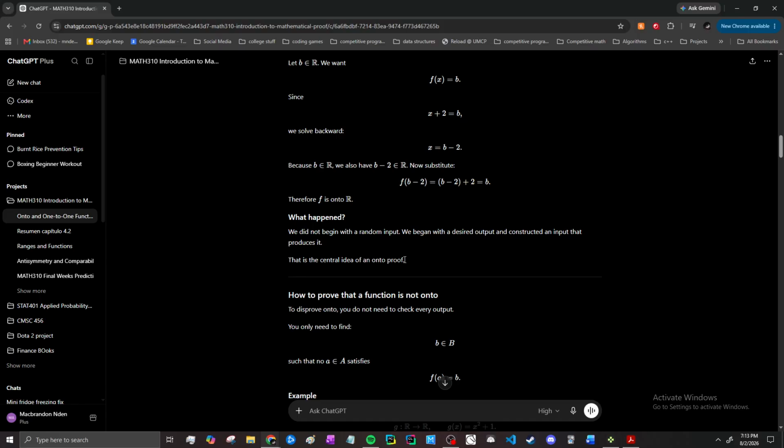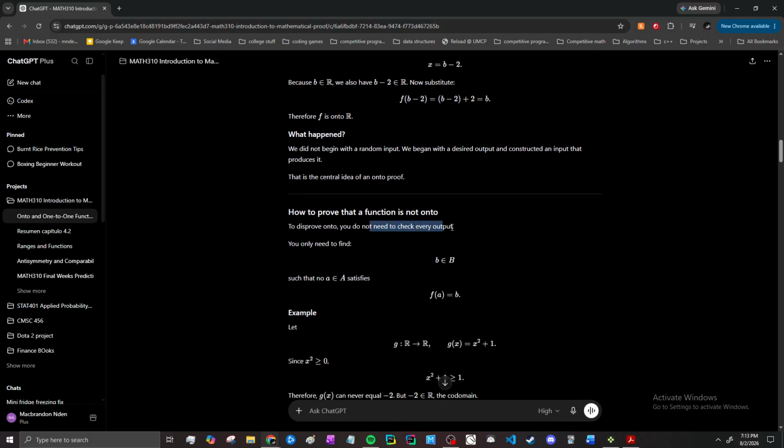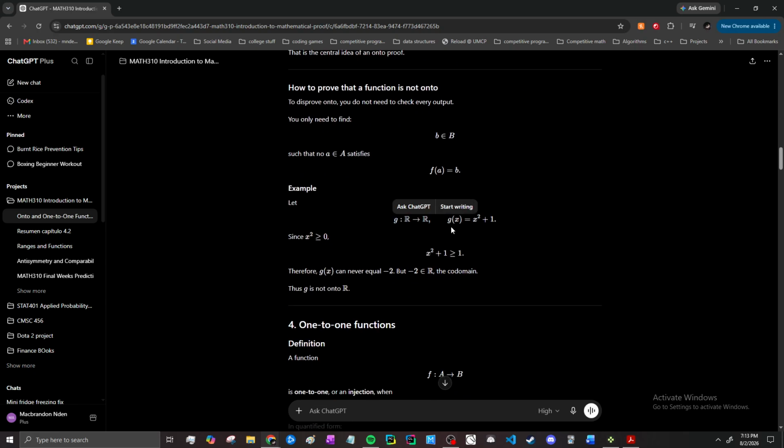How to prove that a function is not onto? You don't need to check every output. You just need to find a b such that no a can satisfy this. Example: let g map from the set R to R. Let g of x equal x squared plus 1.